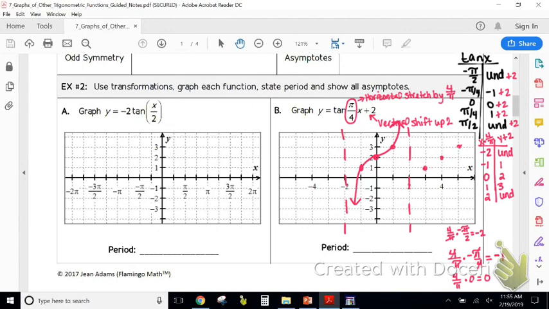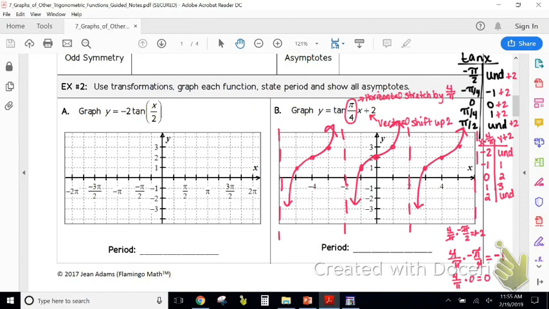And then we could actually go ahead and graph another full period to the right, and we could graph another full period to the left. And then it's hard to check, but does it appear to be horizontally stretched? Yes. And did it shift up 2? Of course. Yes. And so there's our graph.